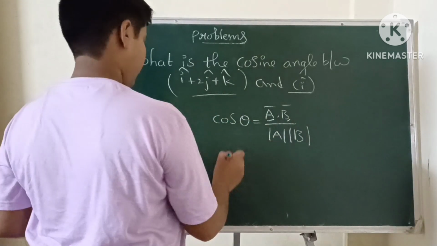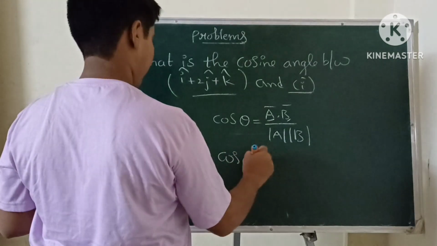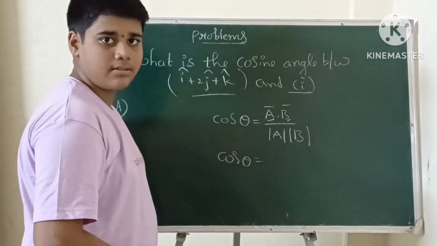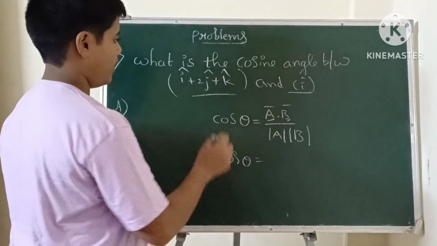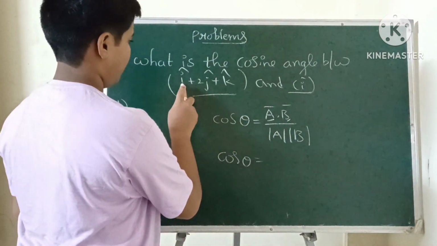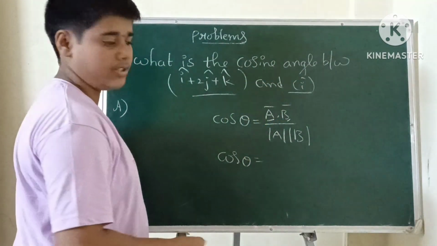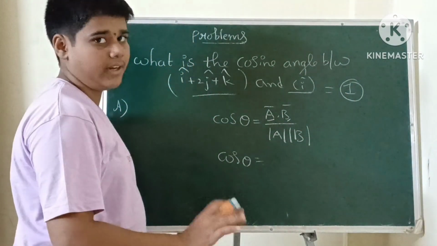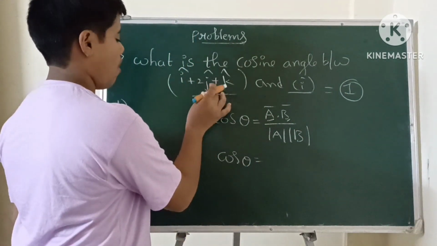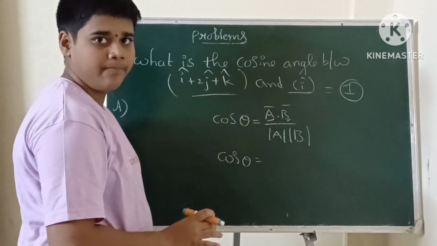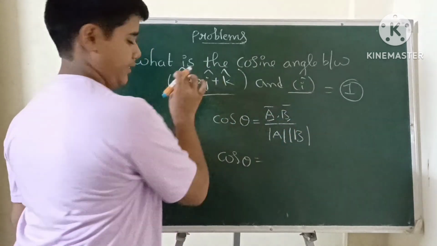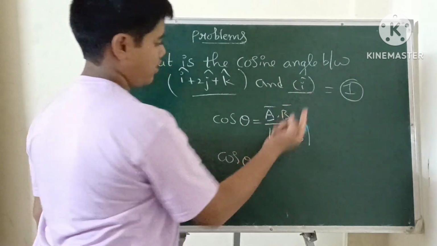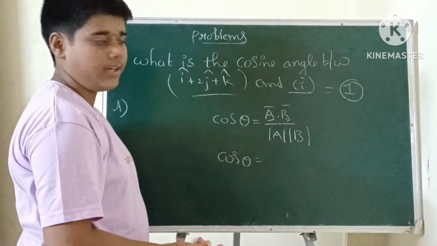So here cos theta equals A bar dot B bar, which means the dot product. First we have to find the dot product. I into I, which means 1. The dot product is 1 because there are no components with J and K, so we take only I. Here the I magnitude is 1 and the I magnitude is also 1. So 1 into 1, 1.